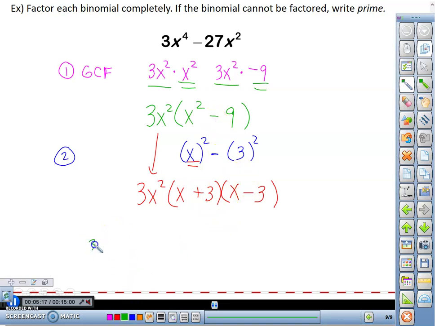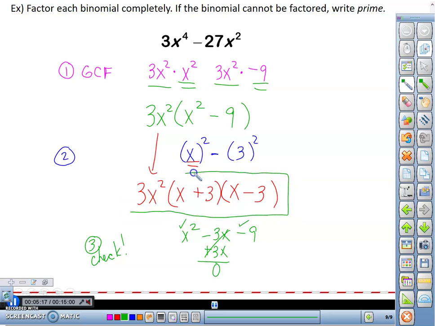And again, checking just to make sure we have not made any mistakes. x times x is x squared. x times negative 3 is negative 3x. 3 times x is positive 3x. 3 times negative 3 is negative 9. Negative 3 plus positive 3 would be 0, so it's looking good. We've got x squared, which is our first term, and a minus 9, which is our second term. So this is our complete product of factors.